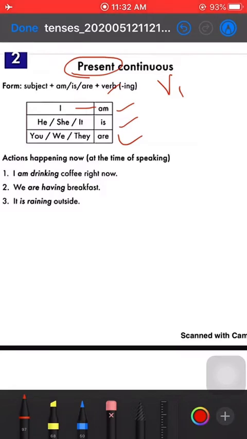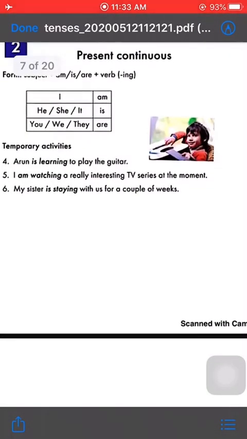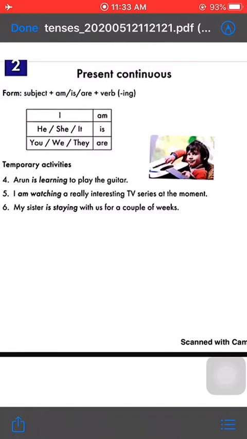Here are two more examples. We are having breakfast. It is raining outside. These sentences also express what is happening now. This is the first use of the present continuous. Clear? Moving to the second use, which is to talk about temporary activities.